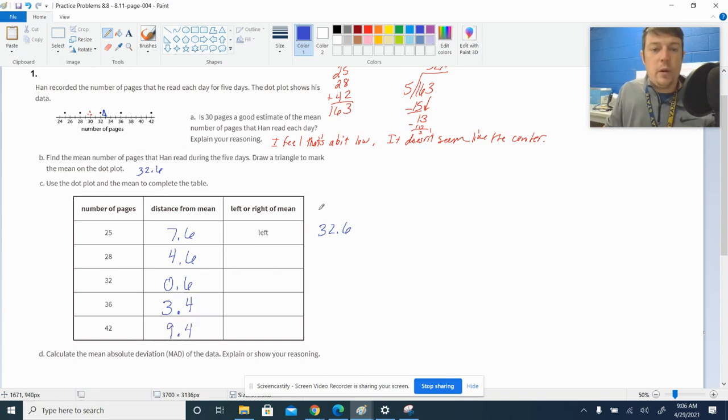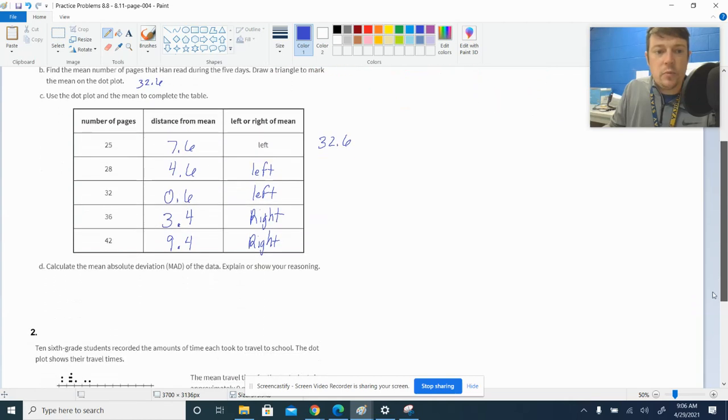Okay, and where was it of the mean? This one was left. This one was left. And whenever we started to transition to the bigger numbers, they were to the right over here on the other side of the mean. So they were on the right side of the mean. That's pretty simple there.